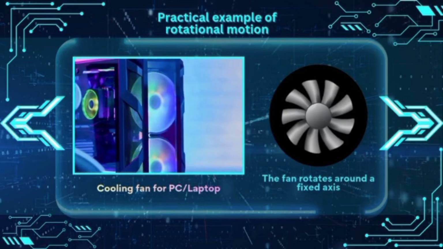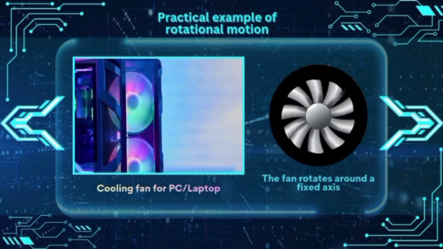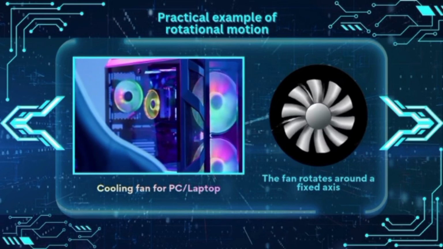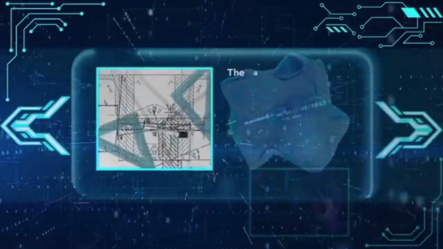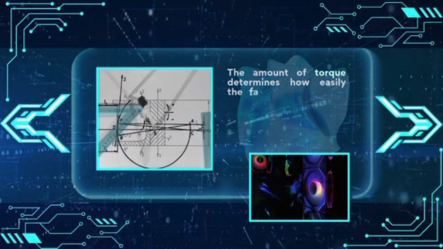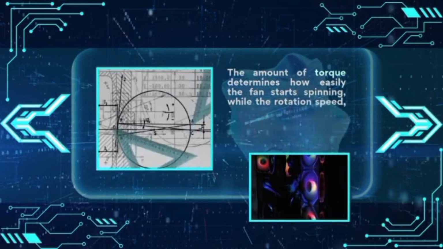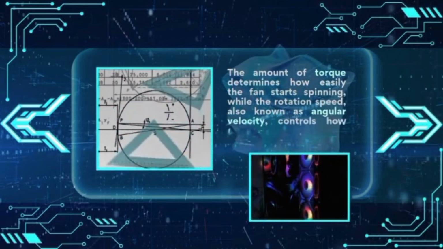A laptop cooling fan is a practical example of rotational motion in everyday life. When the laptop is operating, electrical energy powers a small motor that produces torque, which is the turning force that causes the fan blades to rotate about a fixed axis. The amount of torque determines how easily the fan starts spinning, while the rotation speed, also known as angular velocity, controls how fast the blades move.